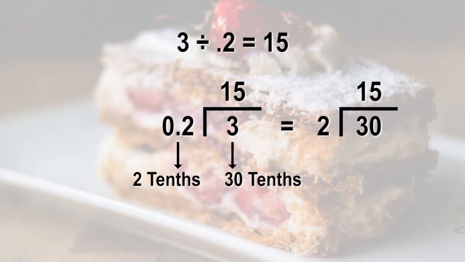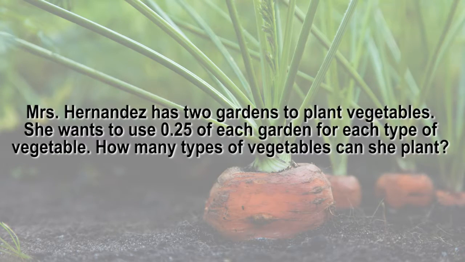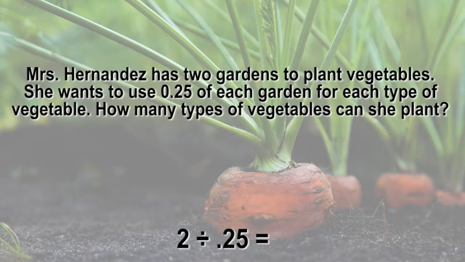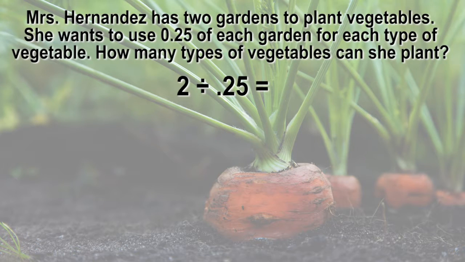Let's explore another problem using the same process. Mrs. Hernandez has 2 gardens to plant vegetables. She wants to use 25 hundredths of each garden for each type of vegetable. How many types of vegetables can she plant? We have 2 gardens divided into 25 hundredths for each vegetable.